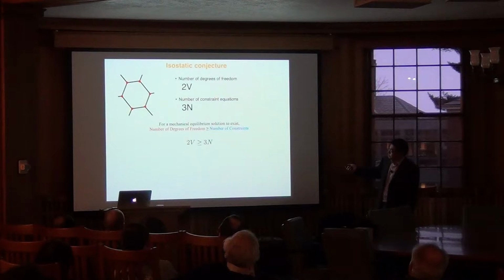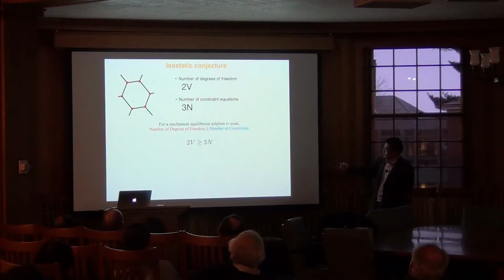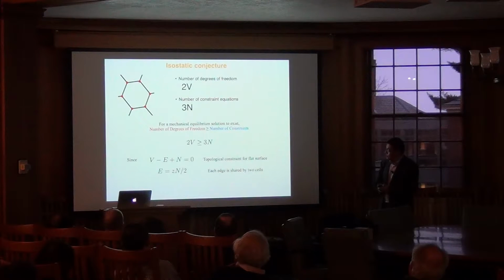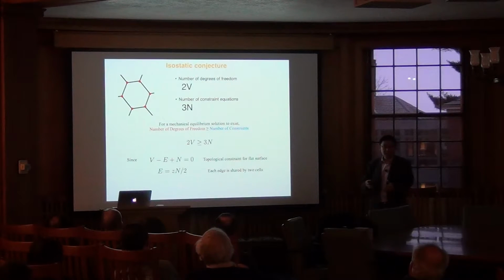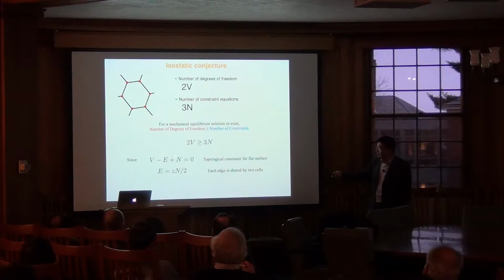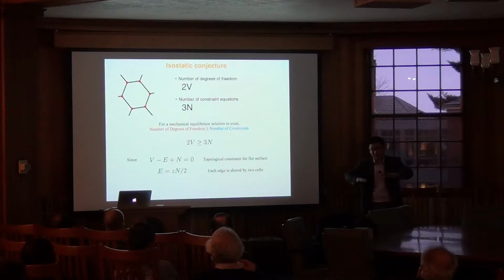And very simply, for a mechanical equilibrium solution to exist, the number of degrees of freedom has to be greater than or equal to the number of constraints. So 2V greater or equal to 3n. This is coupled with a couple of constraints that come from topology. This is just Euler's counting for this network: the number of vertices minus the number of edges plus the number of cells has to be equal to 0 for a flat space, without any curvature.